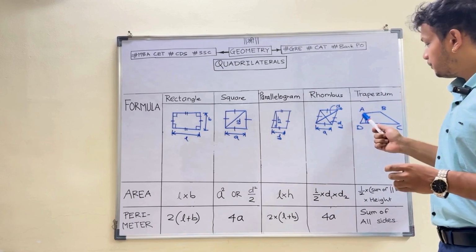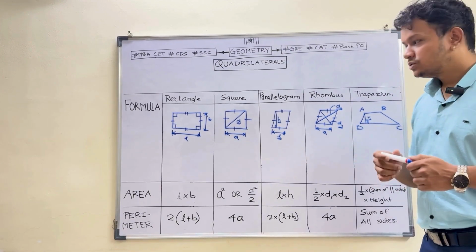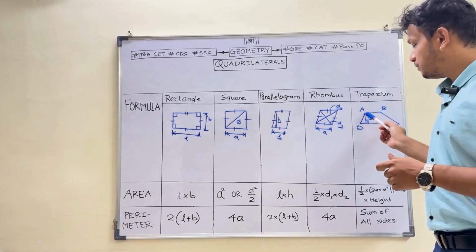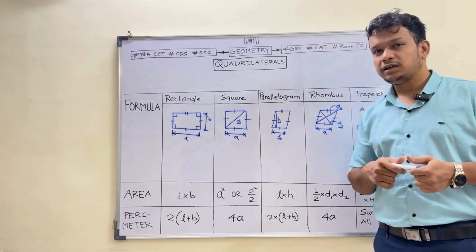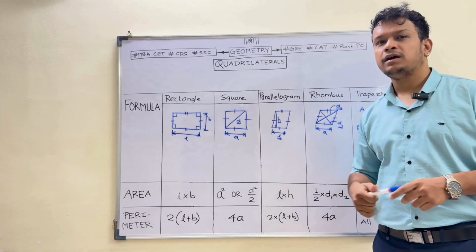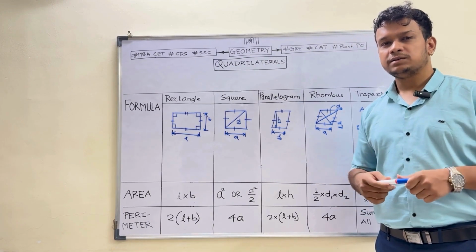And for trapezium, we don't have any sides equal. That's why the perimeter can only be computed by summing all the sides of trapezium. Now we have seen the different formulas for different quadrilaterals of area and perimeter. Now we will look at some of the questions.